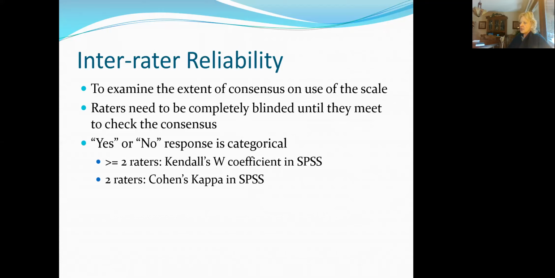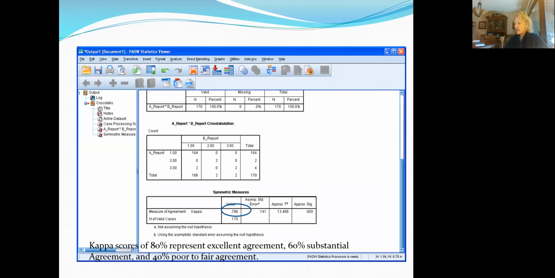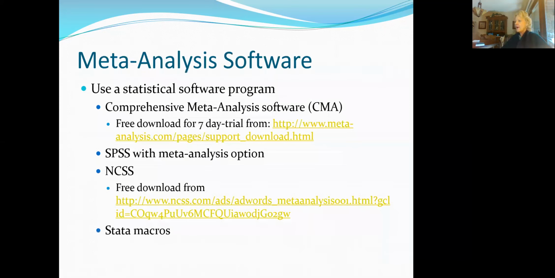And what you actually can do is run some correlations in SPSS, either the Kendall's W coefficient if you have more than 2 raters, or the Cohen's kappa if you have 2 raters, and it'll tell you the degree of agreement between the 2 raters. And this one is a kappa of 0.796, which is 80% agreement, really, really high, and that's good, so they just moved on.